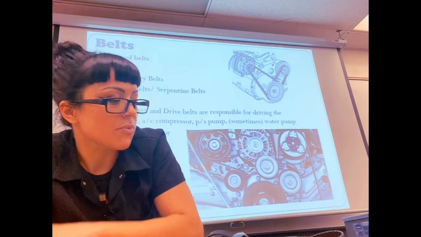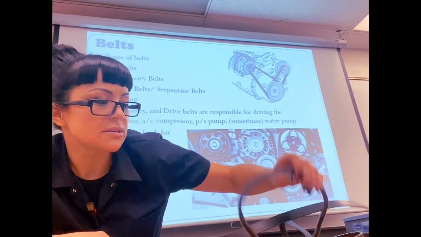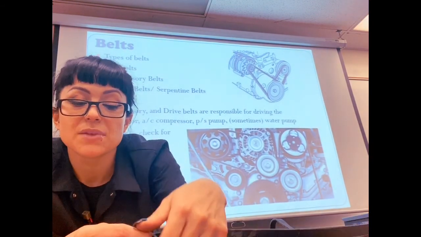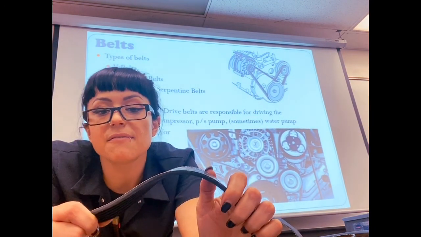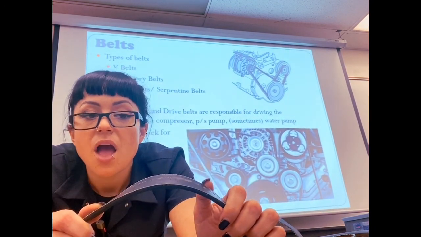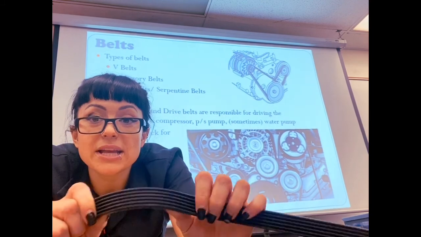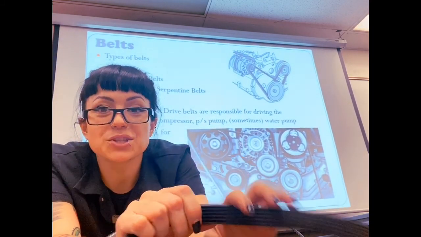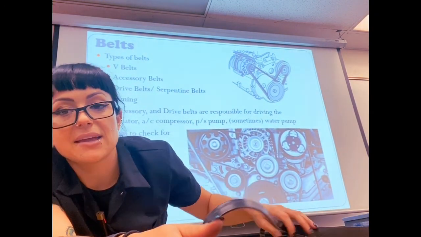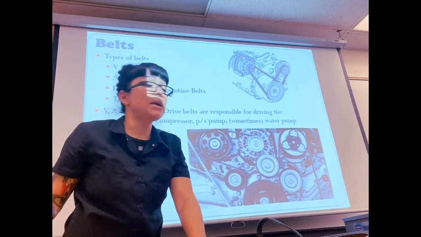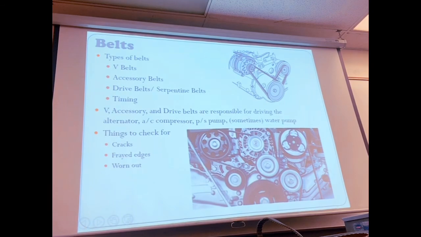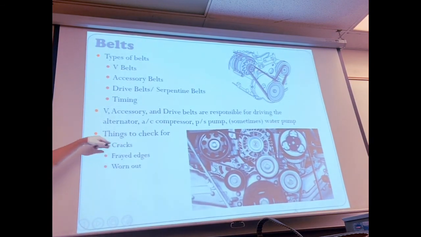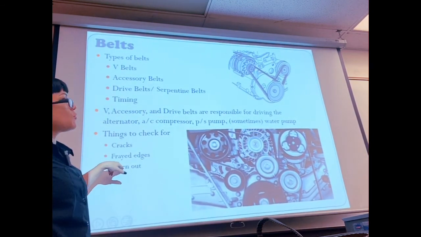Most belts, if your V-belt's cracking, it's bad. But the ribbed belts have a tendency to sort of do that. What you really want to look for is these ribs will wear down like a tire wears down. And they actually make a gauge. I don't have it handy with me here, but I did give you guys a picture, I believe, in the next slide. So we're checking for cracks, frayed edges, and if it's worn out.